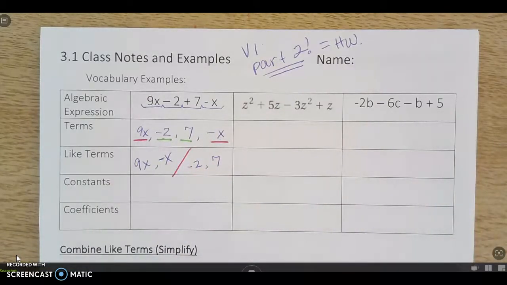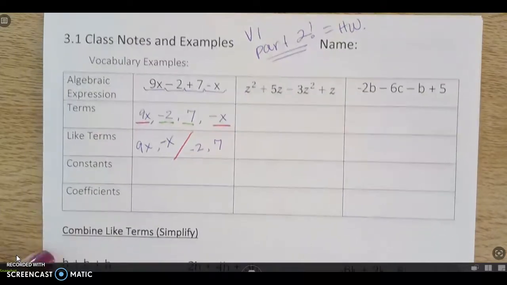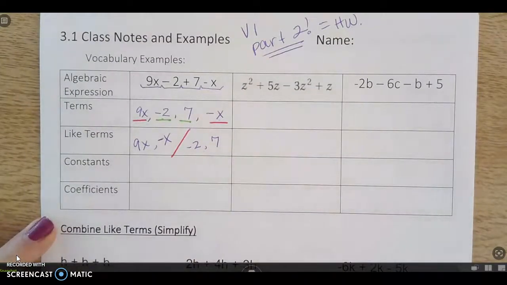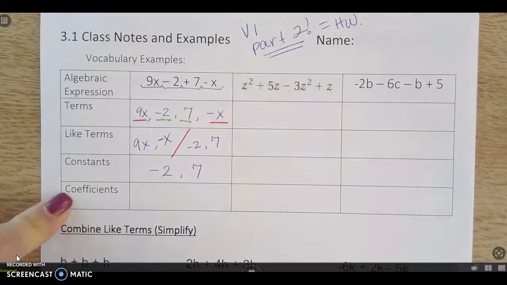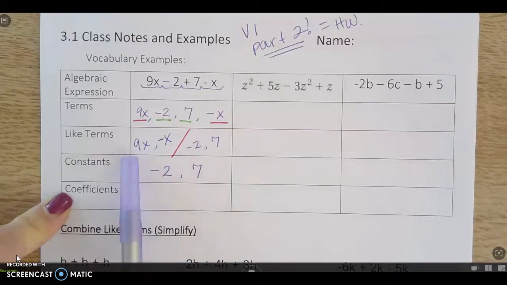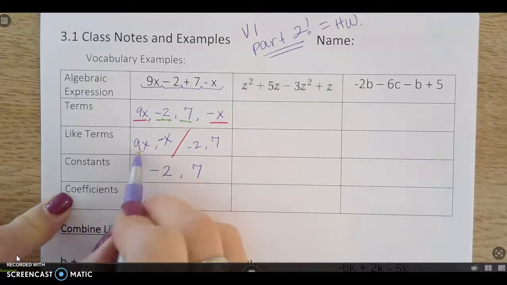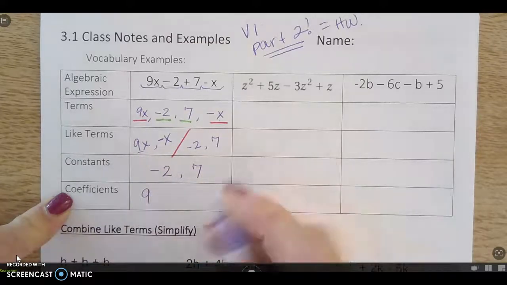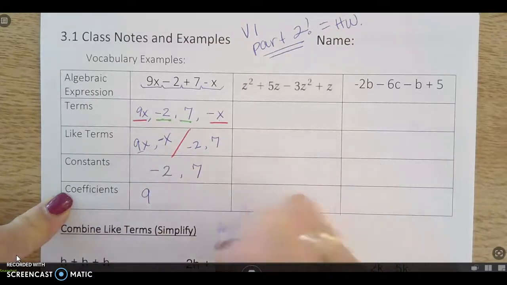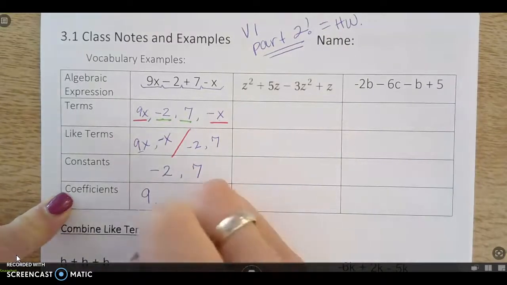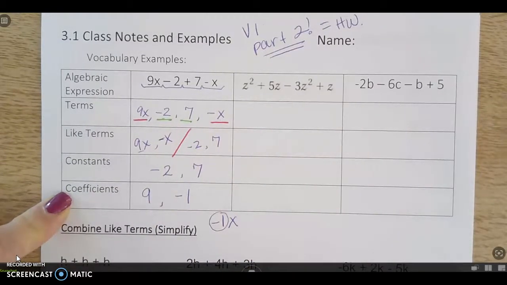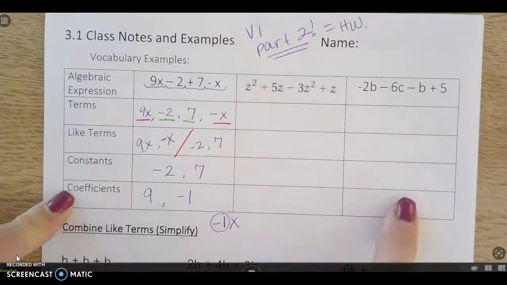All right. Constants. Constants are just the plain numbers by themselves. So in this case, -2 and 7 are my constants. And then coefficient means a number multiplied by a variable. Okay, so I'm going to look at the terms that have a variable, the x here, and the number multiplied by the x in this case is 9. And the number multiplied by the x here, so it says -x, but that's a negative, and there's kind of an invisible -1 there. So -1 is the other coefficient. Okay? All right, I'm going to do 1 more, and then we'll pause, and you do this one for practice.